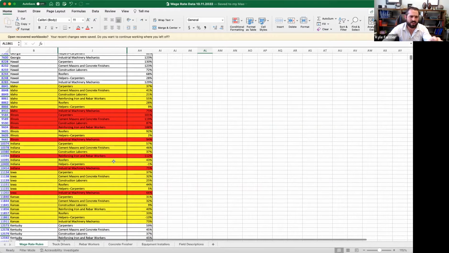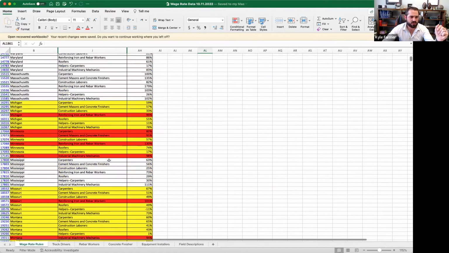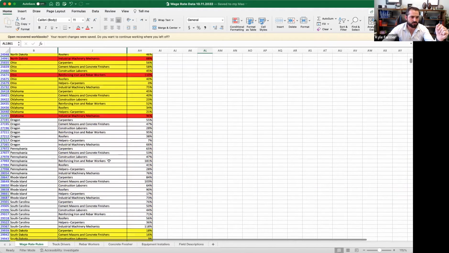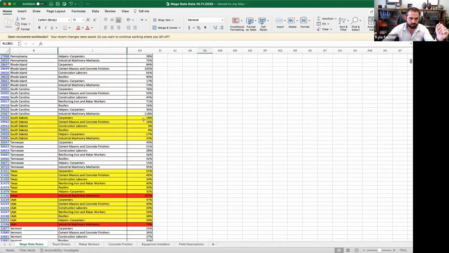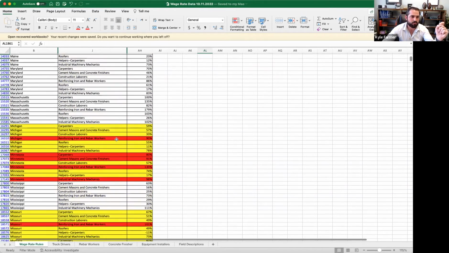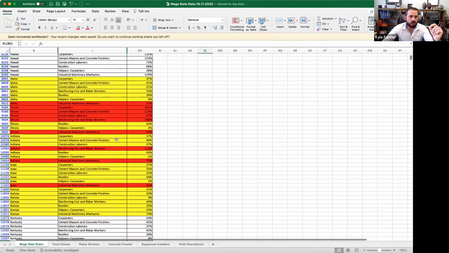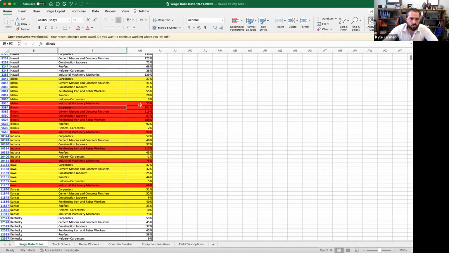I just so you know, I highlighted in red some really big increases. There's some states where the increases aren't quite as bad. Like if you look at South Dakota, for example, wage rate increases are significantly more modest than a state like Illinois. So let's look at Illinois. Okay, so carpenter wage rates, based off of this, would go up 101%.